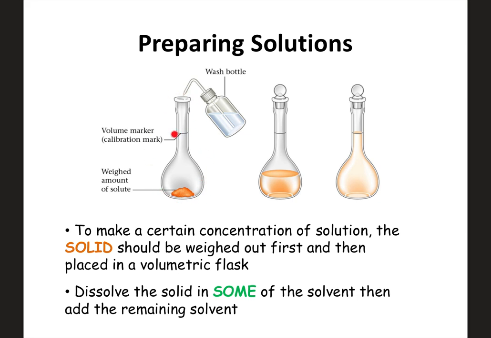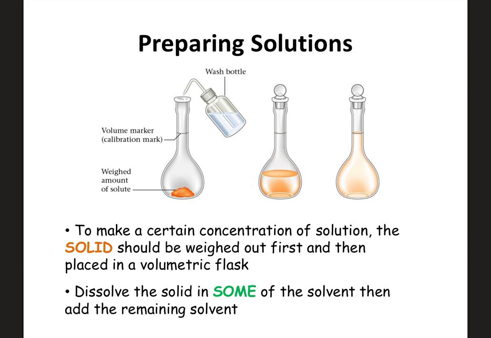It has usually one line on it and it's calibrated to the exact volume. So if this was, say, a 500 milliliter volumetric flask, that line would be exactly 500 milliliters of solution. So when you hit that line with your liquid, you know that there's exactly 500 milliliters of solution. So what you would do first is, if you wanted to make a specific concentration of a solution, you measure out the amount of solid you need first, you put it in the volumetric flask, and then you add some of your solvent. So if you're going to probably use water, you add some water to this. Notice it's not filled up.